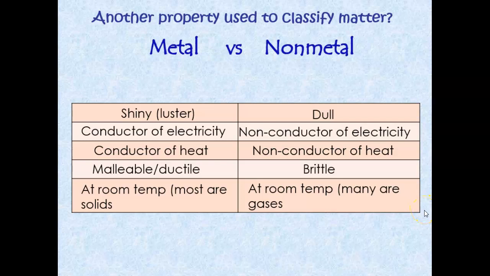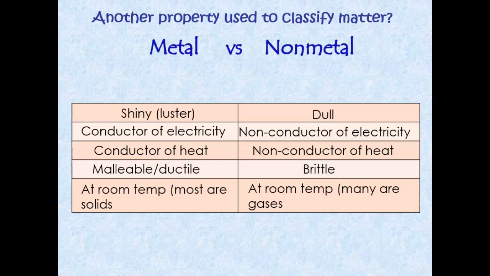Another property that we can use to classify matter other than composition is whether it is a metal or a nonmetal. Those are physical properties that we use to describe things, but we can classify materials that way. Metals are shiny, they conduct electricity and heat. They are malleable and ductile. Malleable means that they can be bent. Ductile means they can be pulled into a long wire. Most of them are solid at room temperature.